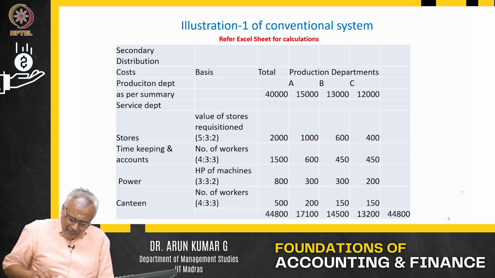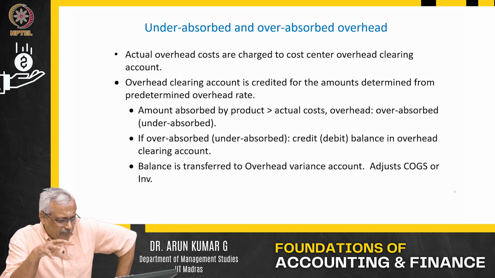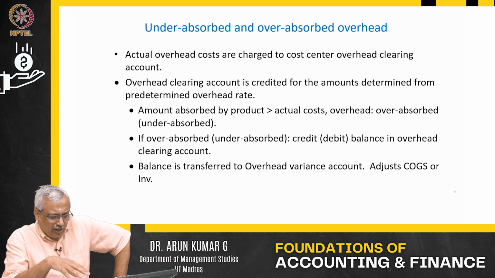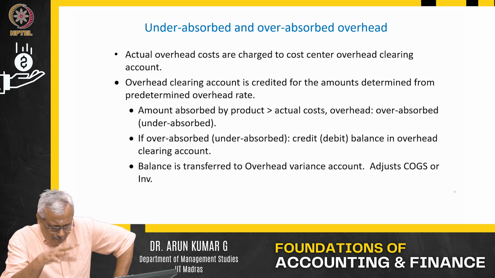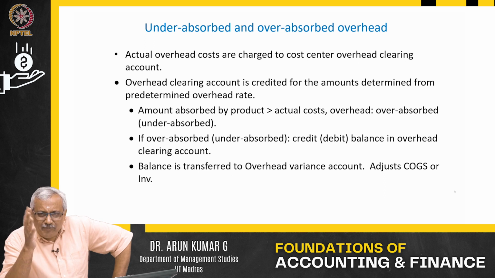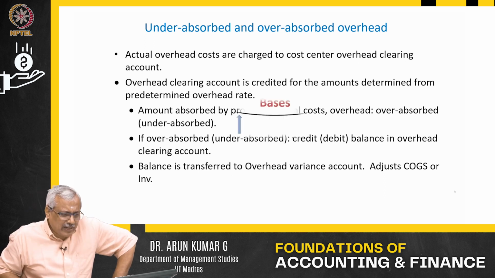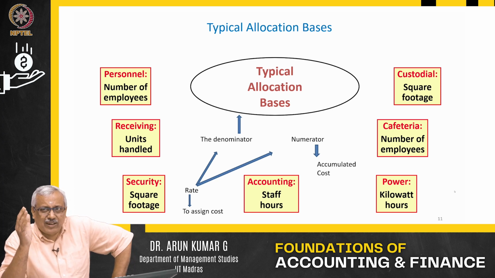That can lead to what we typically call over or under absorption of overheads: the amount absorbed by a product versus the actual cost of overheads is over absorbed or under absorbed. If over absorbed, then you can credit the balance in the overhead to the clearing account and so forth. There are processes for that, but let me not go into this slide. To overcome that over and under absorption, we will move into the next stage of allocation, that is activity based costing allocation.